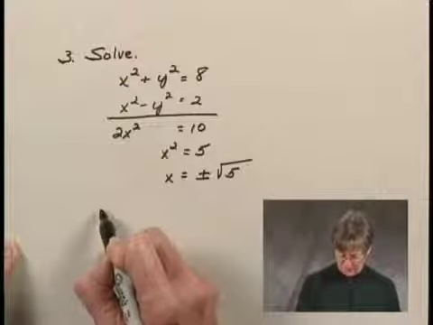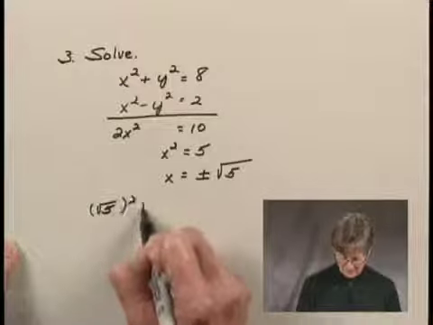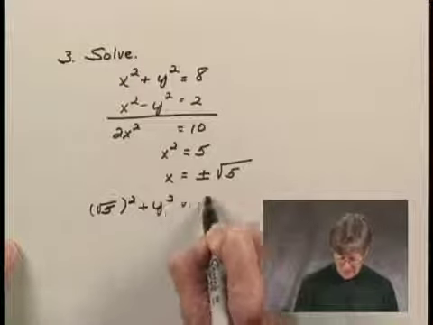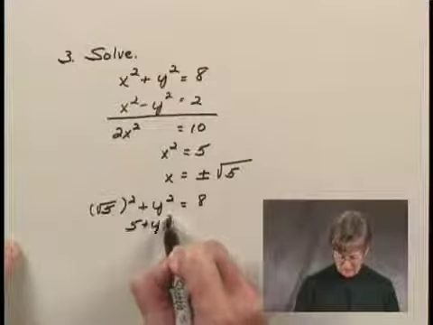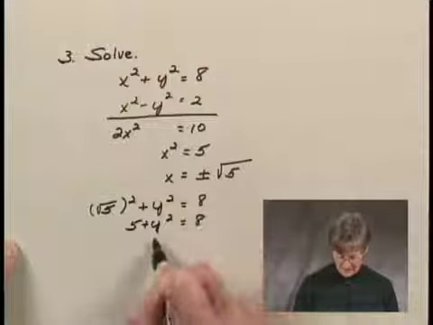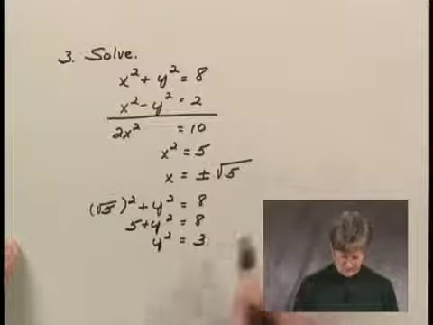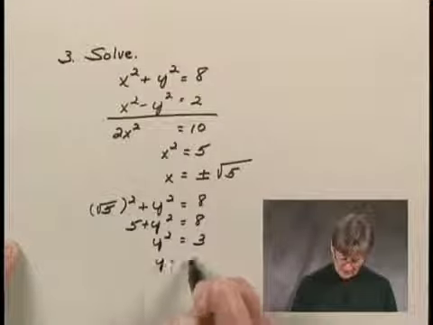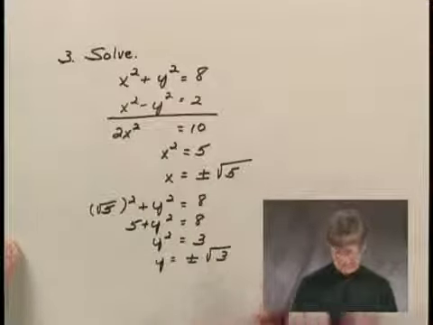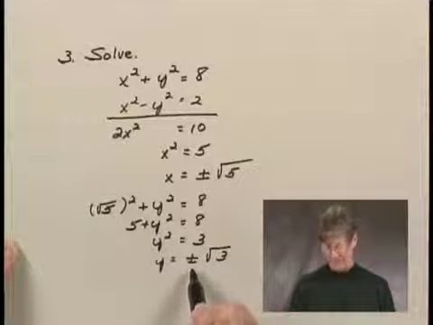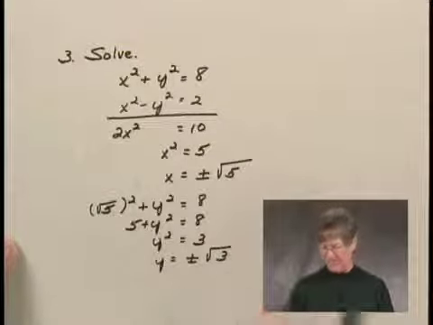So I'll have x squared, which is the square root of 5 squared, plus y squared is equal to 8, or 5 plus y squared equals 8. Subtracting 5 on both sides, we have y squared equals 3. And taking square roots on both sides, we get y is equal to plus or minus the square root of 3. Now again, I'm going to reject the negative square root because this represents the length of a side of a square, so it can't be negative.